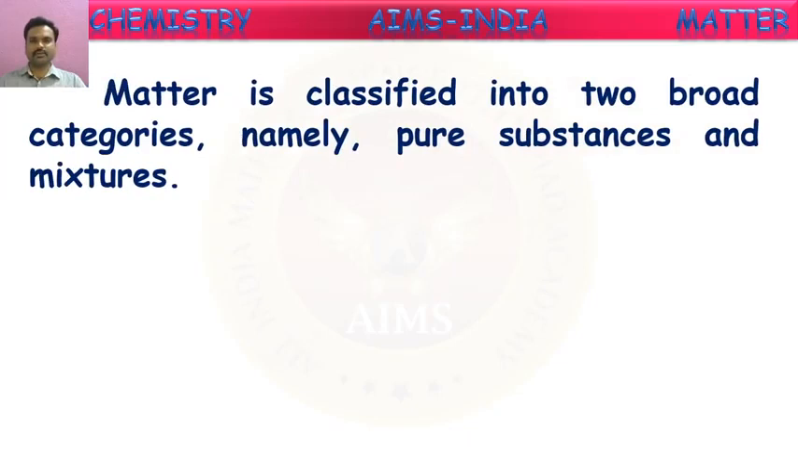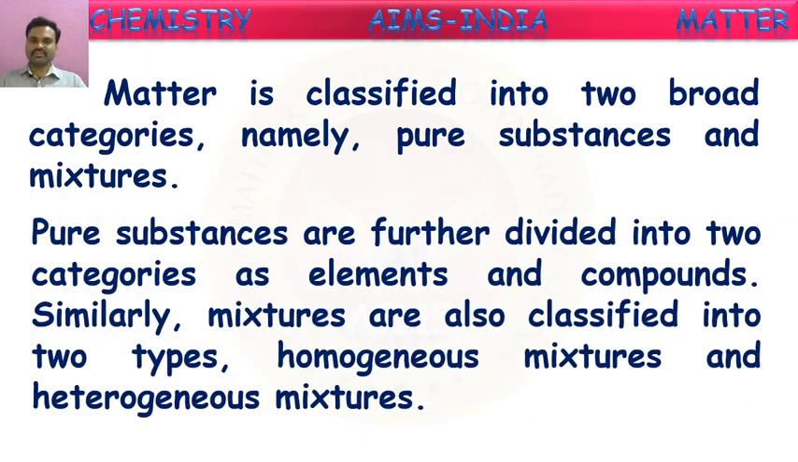Matter is classified into two broad categories, namely pure substances and mixtures. Yes, coming to chemical classification, matter is broadly classified into two types: pure substances and impure substances, or mixtures. Pure substances are further divided into two categories. They are elements and compounds. Similarly, mixtures or impure substances are also classified into two types. They are homogeneous mixtures and heterogeneous mixtures.